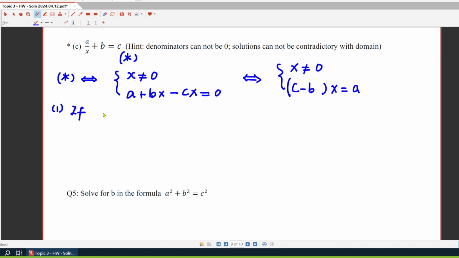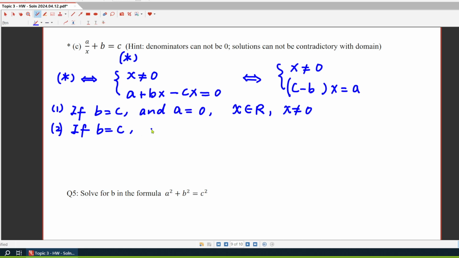First, if b equals c and a equals 0, then we know the solution is x belongs to the real number set, which means x can be any real number, but x cannot be 0. And second, case 2, if we have b equals c and at the same time a is not 0, so you need to consider this equation here. The left side is 0, right side is not 0, right? Therefore, no matter what x is, this equation cannot be true, so no solution for x.